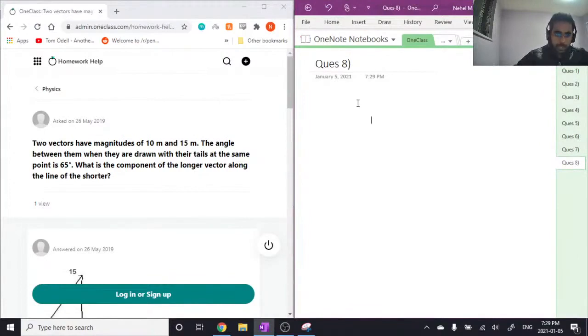Two vectors have magnitudes 10 meters and 15 meters. The angle between them, drawn with their tails at the same point, is 65 degrees. What is the component of the longer vector along the line of the shorter vector?